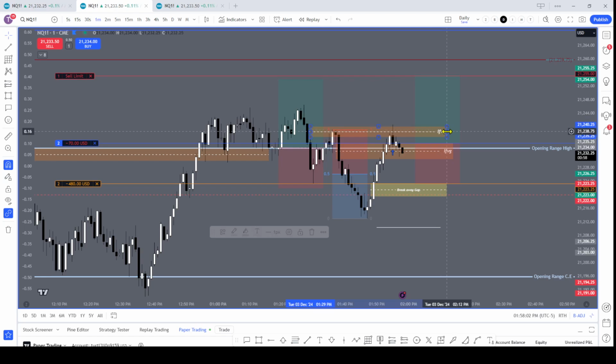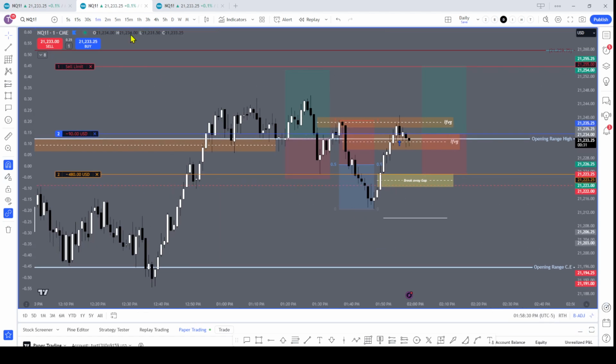Let me draw this out anyway. See how we came in, we wicked above it. But SIBI in premium, closing above it while leaving a breakaway gap. I enter at the top of the inversion fair value gap, target 20 handles, stop loss at 12 handles.